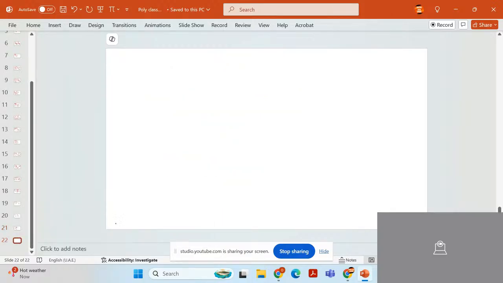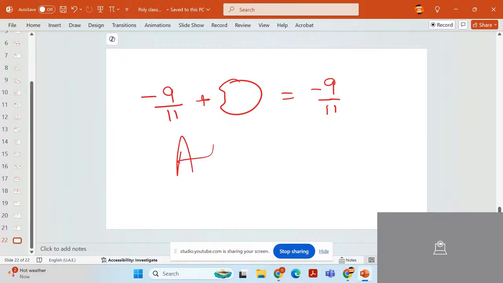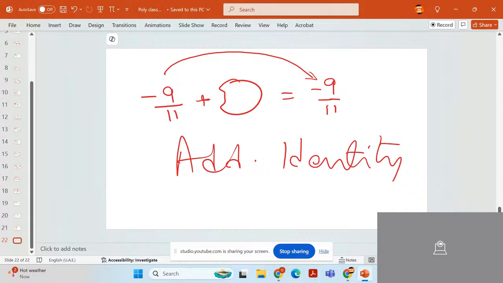So now minus 9 by 11 plus 0 is equal to minus 9 by 11. What is this called as? Very good. It is called as additive identity. Sir, how to? Don't get confused. See, whatever is the number, you are getting the same number as answer. So identical number. It is additive identity.